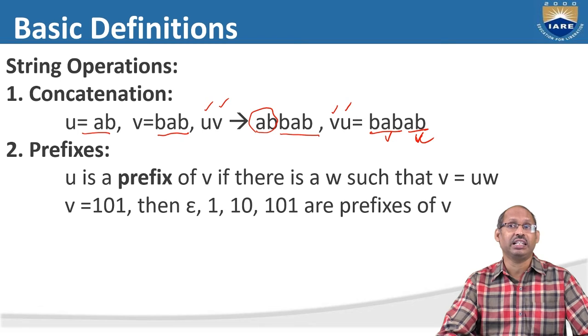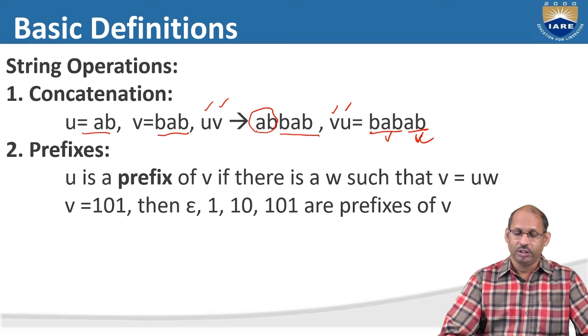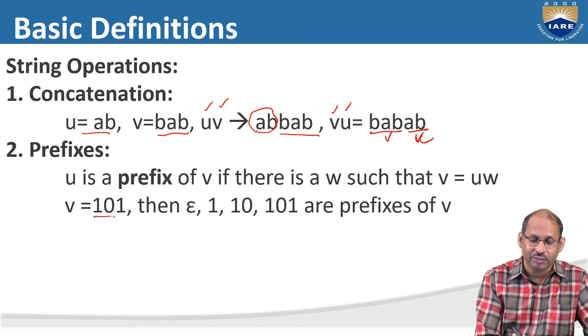A prefix is a group of leading symbols or starting symbols of any string. A group of leading symbols or starting symbols is referred to as a prefix of a string. U is a prefix of V if there is a W such that V equals UW. Right?